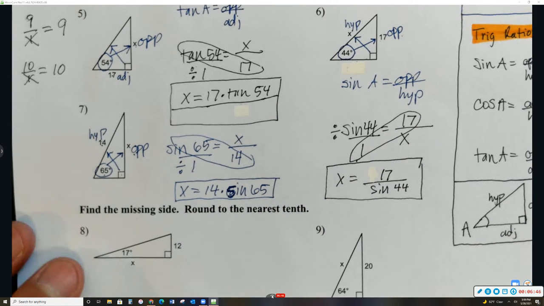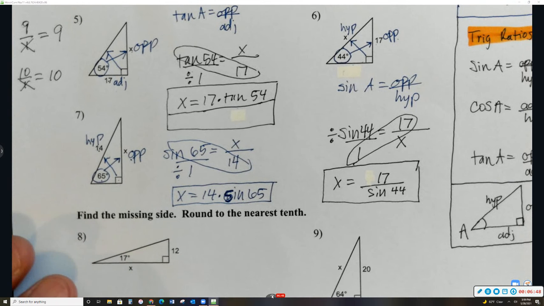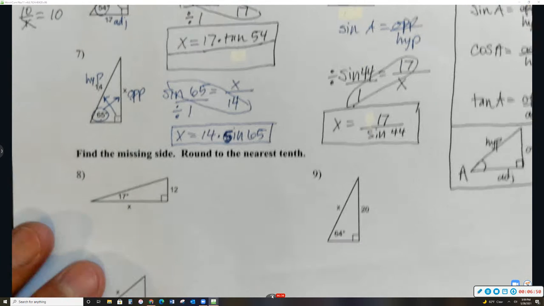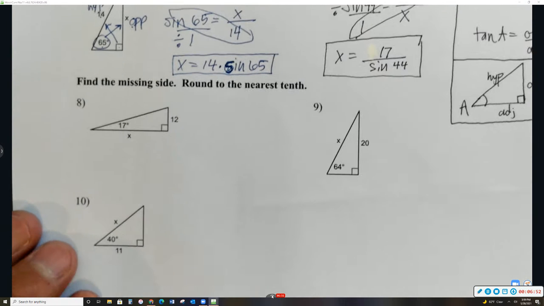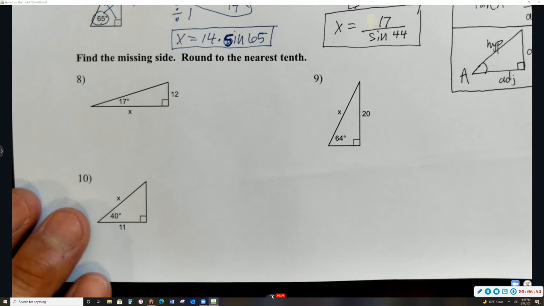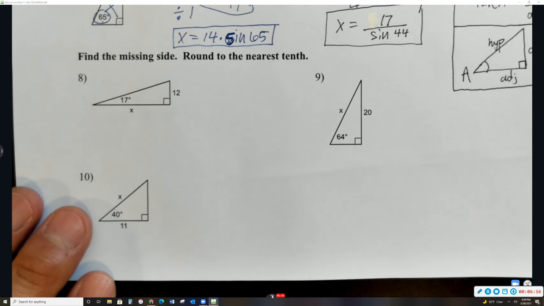Pause it, rewind it if you need to. I'm going to keep chugging along. And the only difference between these three and the three I just finished is for these three I am going to actually type it in the calculator.